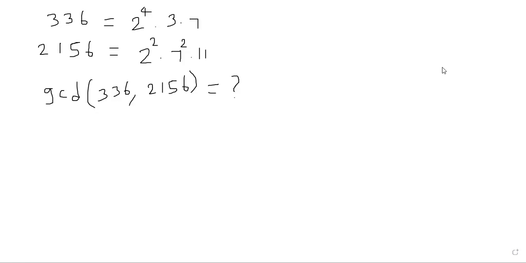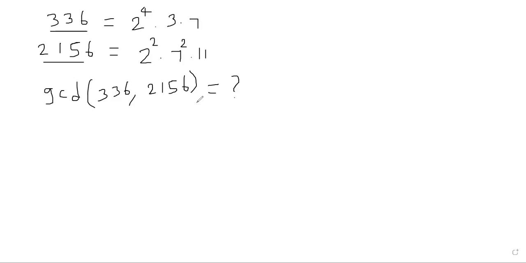In this segment, I wanted to explain how to compute the GCD of two numbers if we know the prime factors. Let's say for 336 as an example, we can read it as 2 power 4 times 3 times 7. 2, 3, 7 are all prime numbers, of course. Similarly, 2156 can be written as 2 power 2 times 7 power 2 times 11. Now the question is, how can we compute the greatest common divisor for these two numbers?